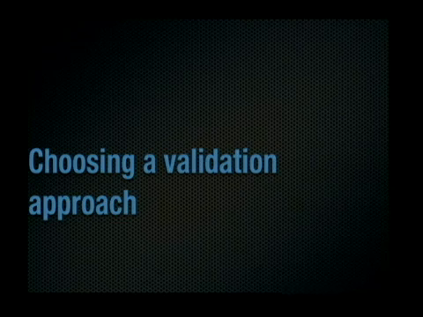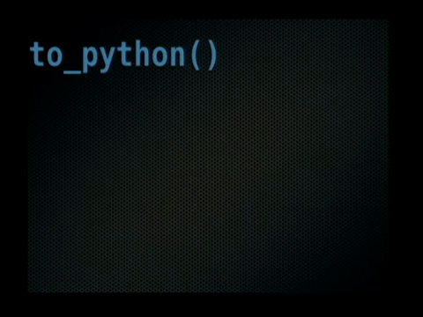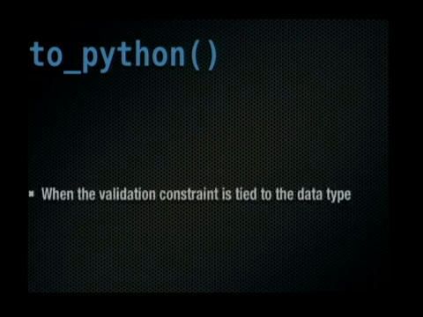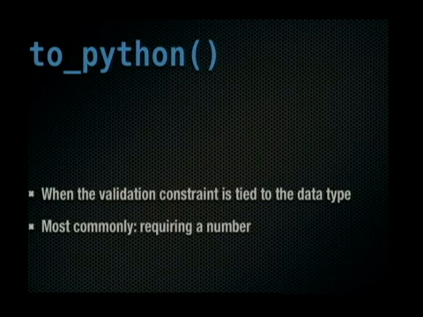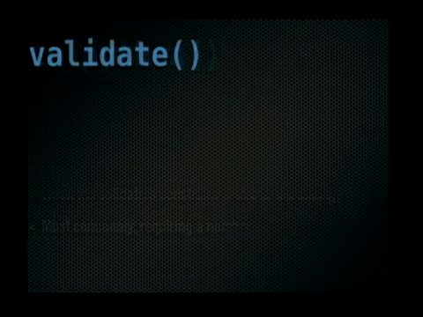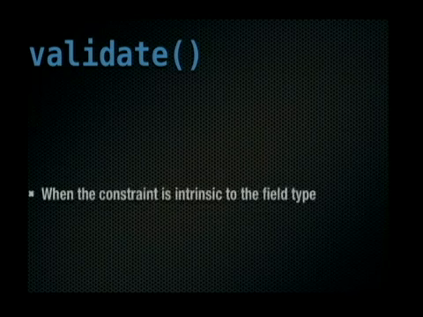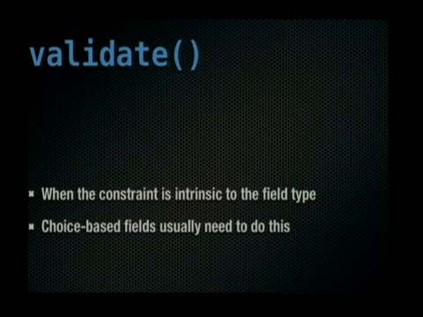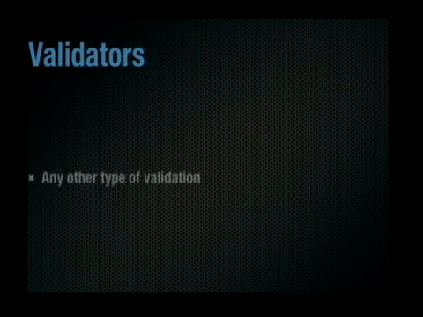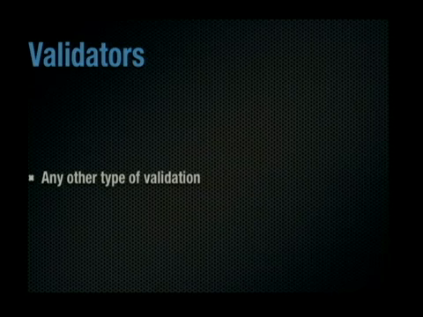Which raises a question of what validation approach do I want to use? Use the to_python method of the field when validation constraints are tied to your data type. Usually this means data types that are a number or a type of number, and it's whether you can convert it to the appropriate type that makes it valid or not. Validate is something you want to use when the constraint is intrinsic to the type of field you're looking at. Usually this is choice-based fields where you need to validate that what you got was a valid choice. Validators themselves should be used liberally and on any other type of validation that didn't just get mentioned.